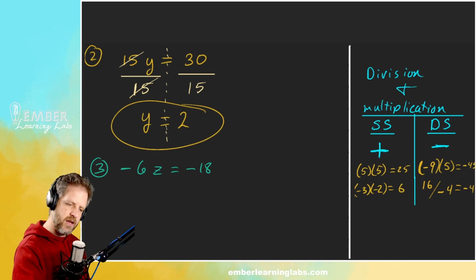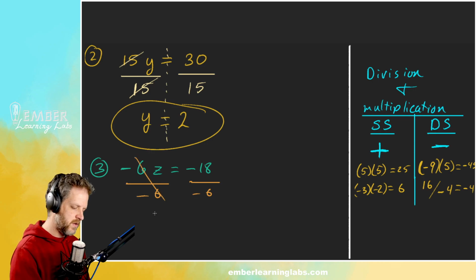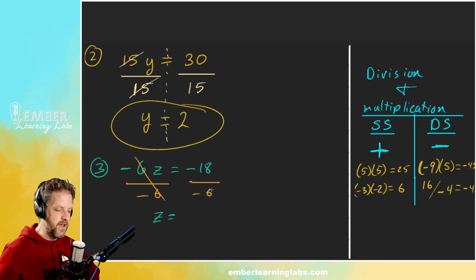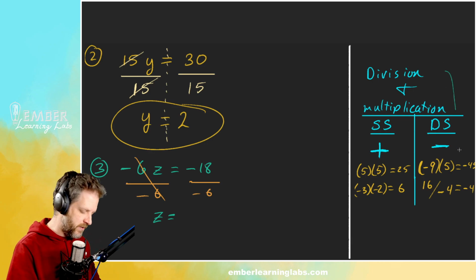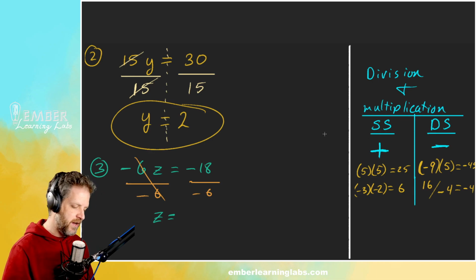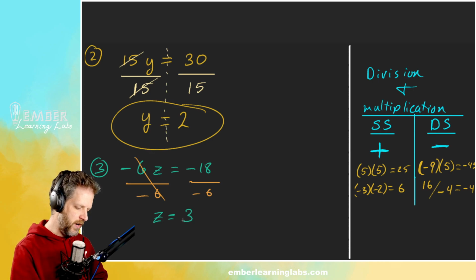I don't like that. Can't tell the difference. Let's jump to this. Negative 6. Negative 6. So z equals... So what's negative 18 divided by negative 6? First of all, is our answer going to be positive or negative? Which side of our chart are we going on? Positive. It is positive because it's the same sign. And it's positive what? 3. 3, that's right.